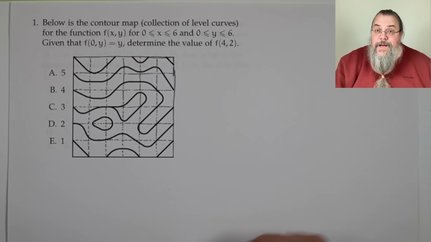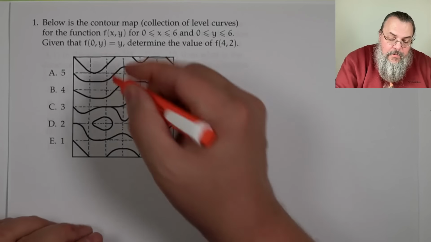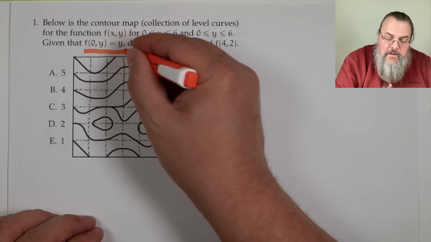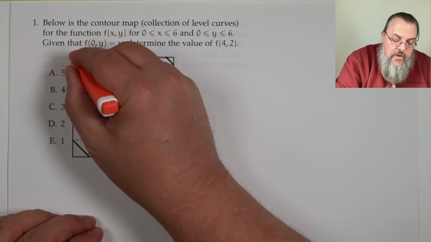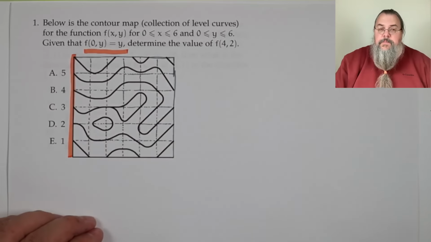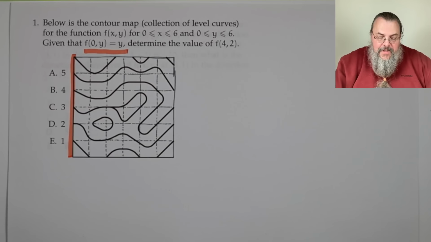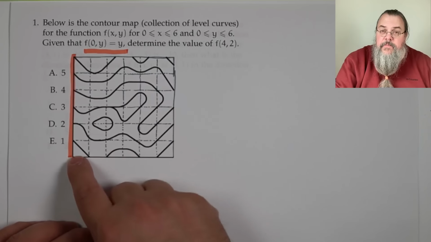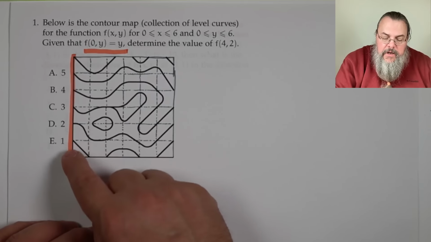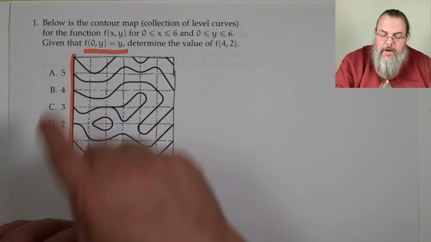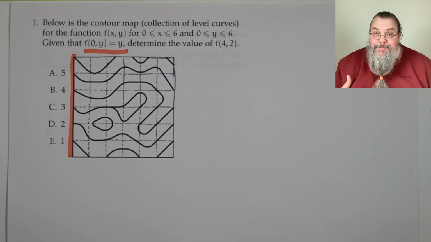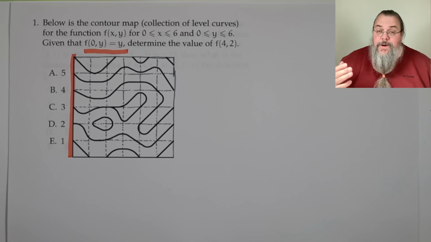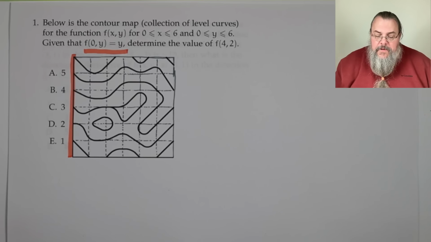Now, in particular, f of 0, y equals y says we don't know much about the function, but we do know what's happening there. So 0, y is the y-axis. And so we know how to evaluate the function on the y-axis. So that's something. Now, what are we after? Well, we're after the value f of 4, 2.